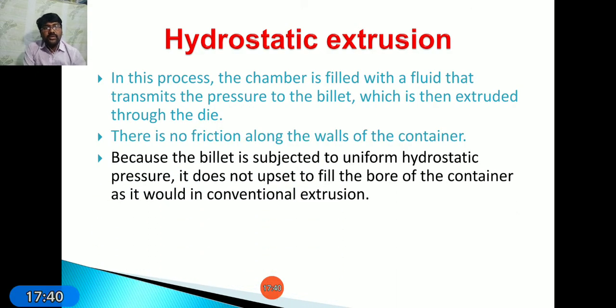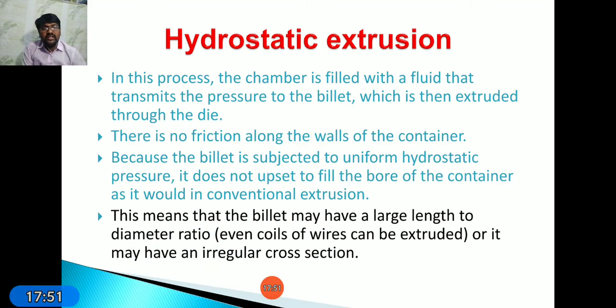Next, because the billet is subjected to uniform hydrostatic pressure, it does not upset to fill the bore of the container as it would in the conventional extrusion process. Next, this means the billet may have a large length to diameter ratio. Even coils or wires can be extruded, or it can have an irregular cross section.